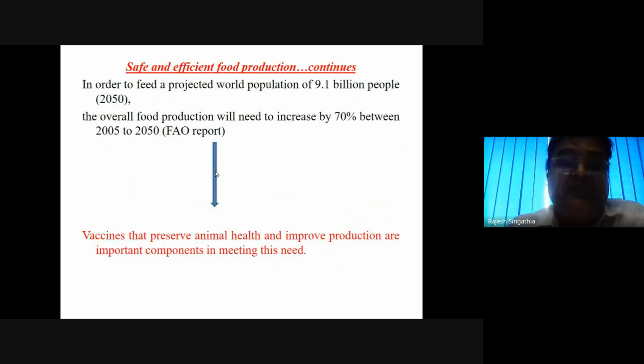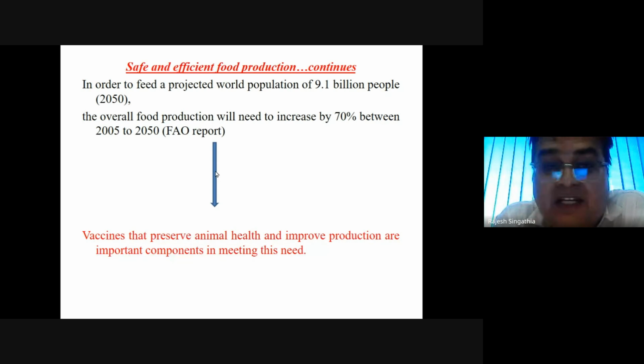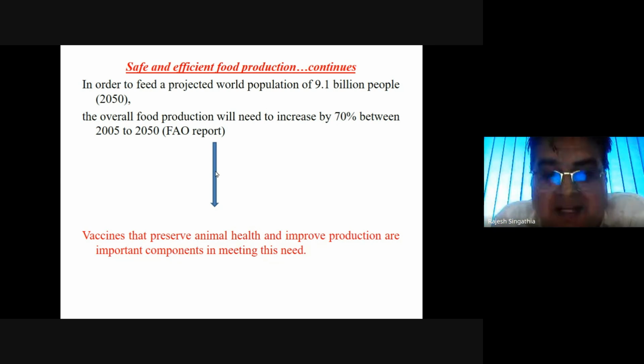But for safe and efficient food production, when the population reaches 9.1 billion in 2050, overall food production will need to increase by 70% from 2005 to 2050. There must be an increase in safe and efficient food production, like egg production and meat production. The key to this is the vaccine: vaccines that preserve animal health and improve production are an important component in meeting this need. So vaccine is the key to providing safe and efficient food production.